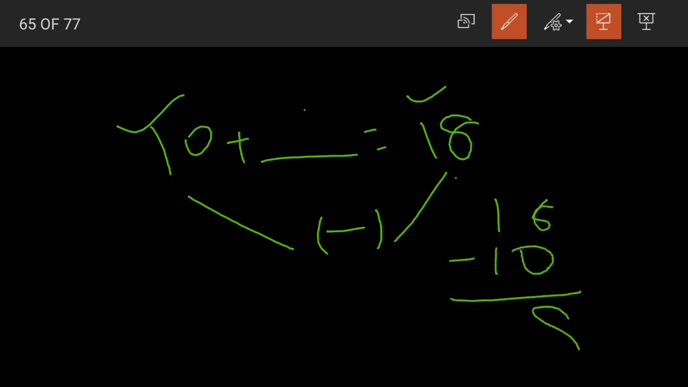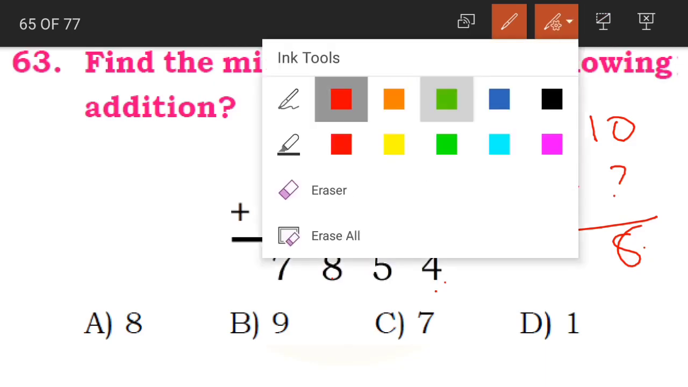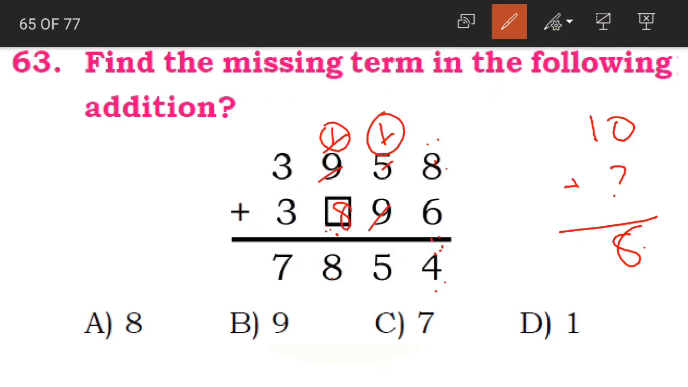8 minus 0 is 8. 1 minus 1 is 0. So what is our answer here? 8. 10 plus 8 is equal to 18. So 8 here, 10, 18, 1 carried, 1 plus 3 is 4, 4 plus 3 is 7. So this is our correct answer. Option A, 8. Yes children.